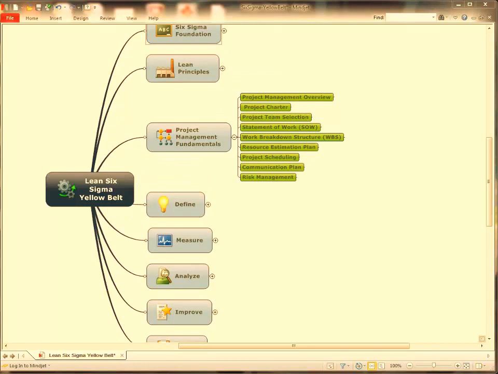In the Project Management Fundamentals module, we will cover a project management overview, the project charter, principles around project team selection, how we can go about crafting a statement of work, creating a work breakdown structure, drafting a resource estimation plan, performing project scheduling. We'll understand what goes into a communication plan and how we can manage risk.